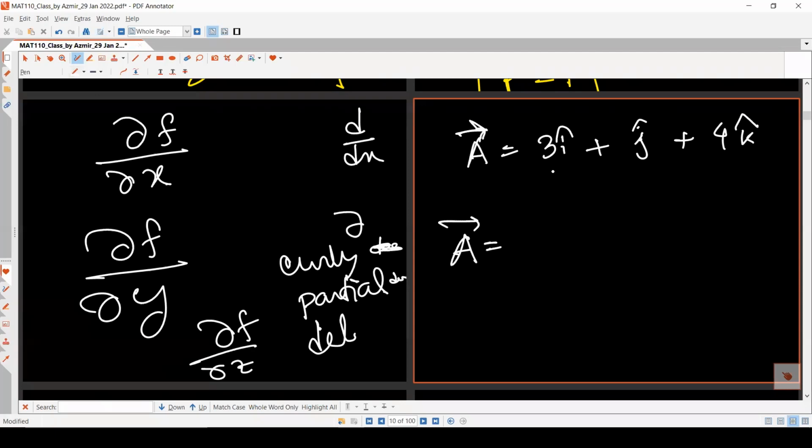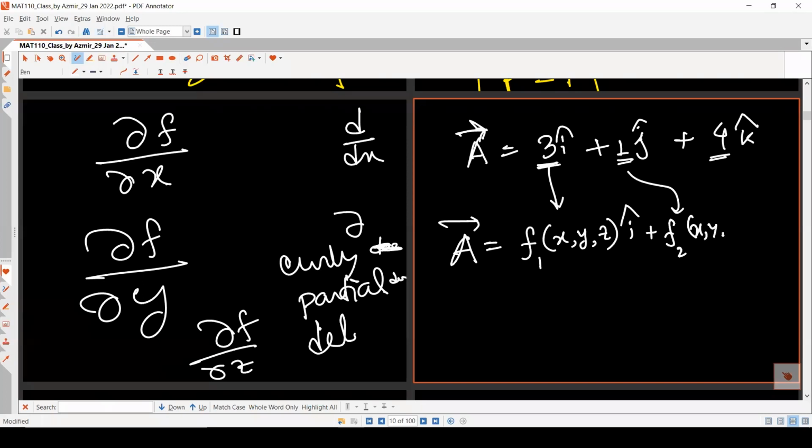So you have already learned about vectors in your college level, but here we will learn that a vector, besides being constant, we may also have a function. Let's say f1(x, y, z) i. Instead of 3, we may have a function, multivariable function. Instead of 1, we may have f2(x, y, z). Since there are 3 inputs, x, y, z, how we can understand that x, y, z are inputs? Because these are enclosed in parentheses.